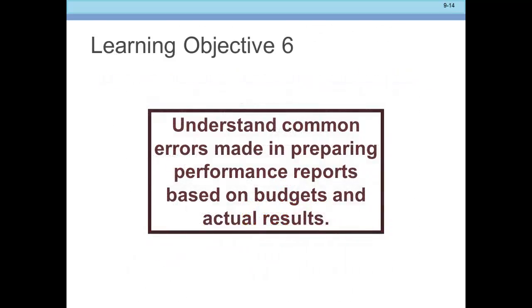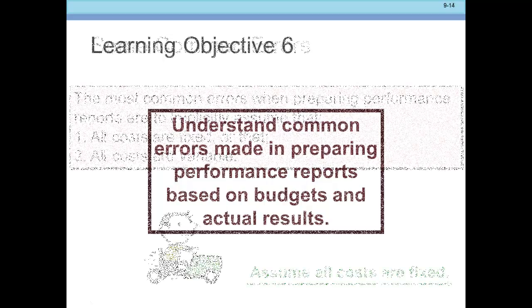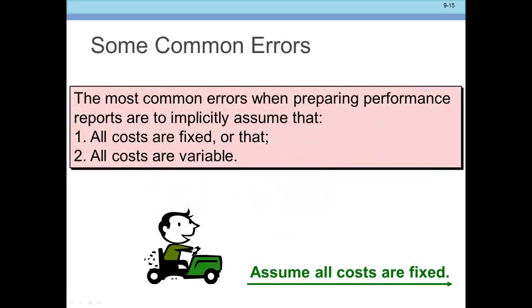Let's talk about some common errors made in preparing performance reports based on budgets and actual results. The most common errors when preparing performance reports are to implicitly assume that all costs are fixed or that all costs are variable.